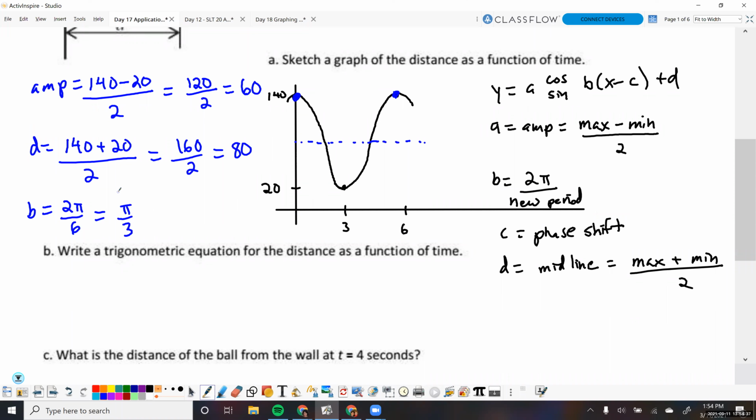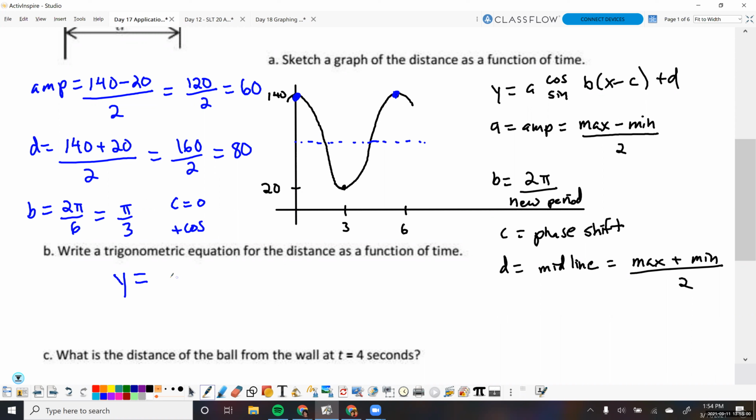Ken, do you have the phase shift or the function type? Yeah. What you got? Well, I didn't think there was a phase shift. Me neither, because what kind of function does this look like right on the y-axis? Cosine, a positive cosine. So now we're going to put it all together.